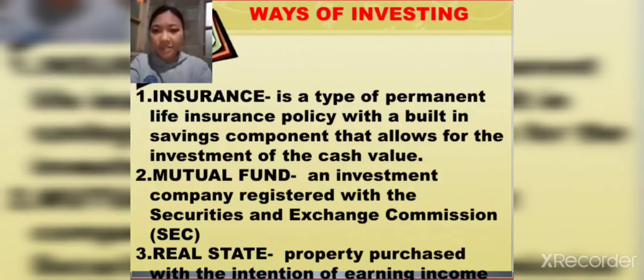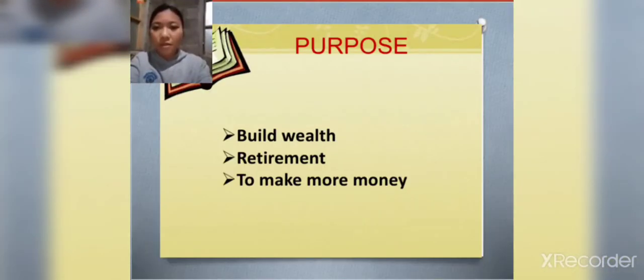These are the ways of investing. Insurance is a type of permanent life insurance policy with a built-in savings component that allows for the investment of the cash value. Mutual fund, an investment company registered with the Securities and Exchange Commission. Real estate, property purchased with the intention of earning income through rental income or resale rather than as a primary residence. These are the purposes: build wealth, retirement, and to make more money.